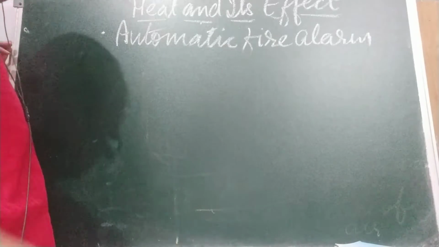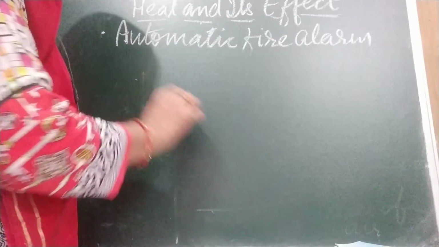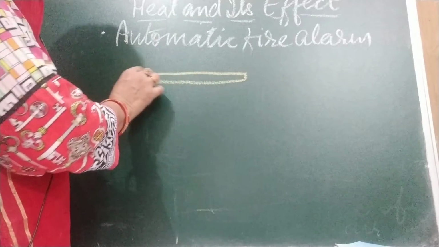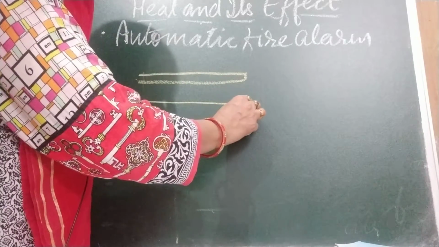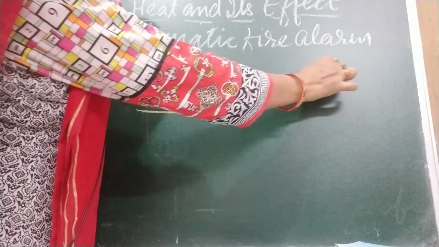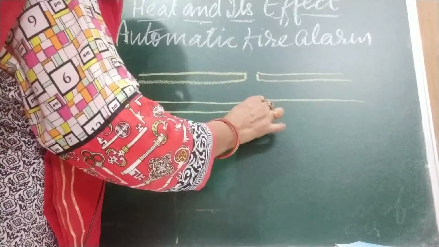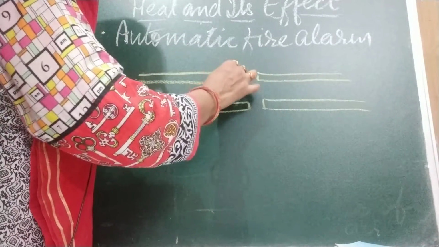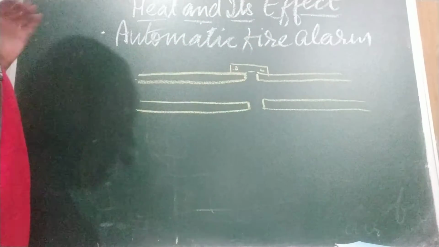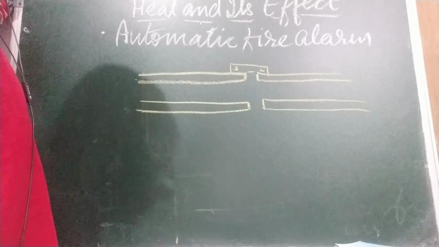Now come to the next. Railway line everybody has seen. These are railway tracks. Children, you have seen between two rails there is a gap. Why do they leave gaps? And then they tie them with a plate. Why do they leave the gaps? You can see it also in the picture.